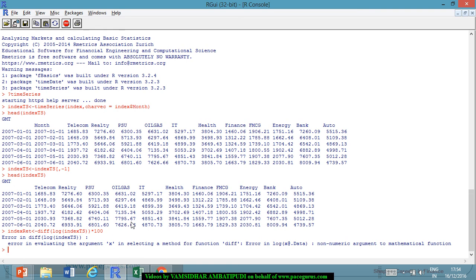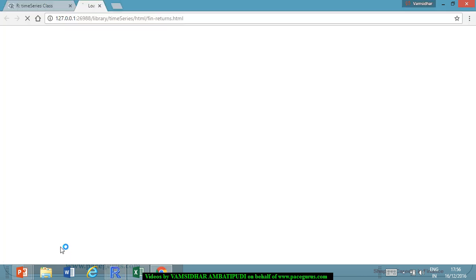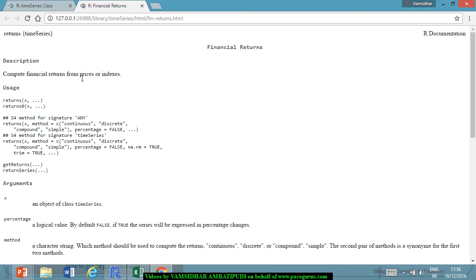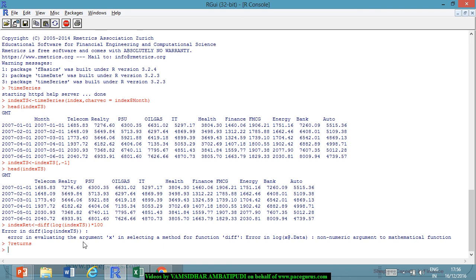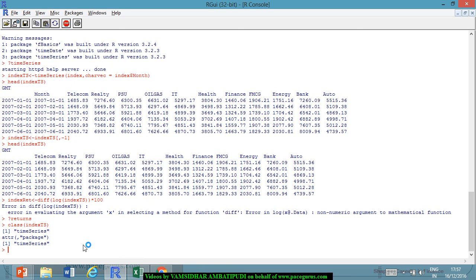Okay, so first let me take, in case of time series, let me see if I can directly use the returns function, compute the financial returns from prices or indices. Yes, I should try this. So anyhow, X is an object of the class time series. So let me just check index ts. Is it a time series class? It should be. Yes, it's a time series.